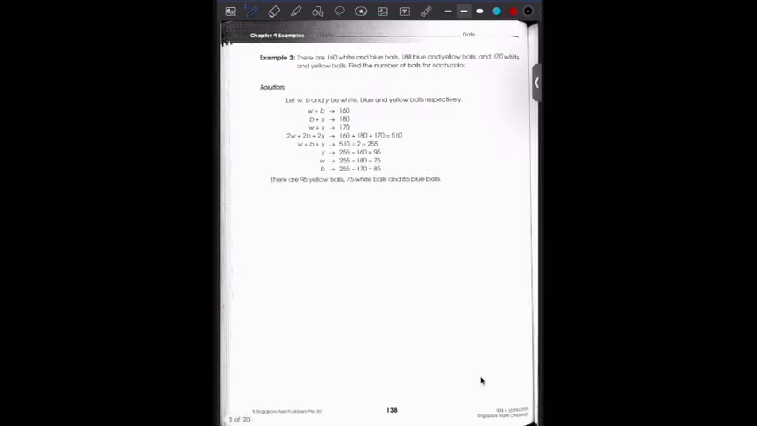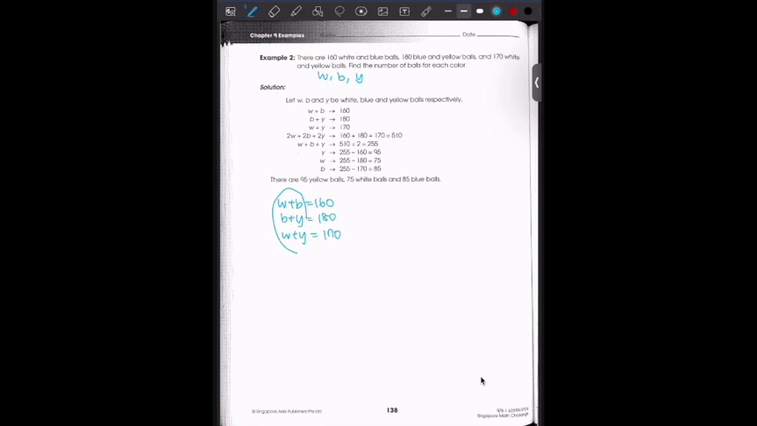Now we're going to look at example 2. There are 160 white and blue balls, 180 blue and yellow balls, and 170 white and yellow balls. Find the number of balls for each color. So now we have 3 variables. We have white balls, blue balls, and yellow balls. So we know that W plus B equals 160. And then we know B plus Y equals 180. And W plus Y equals 170.